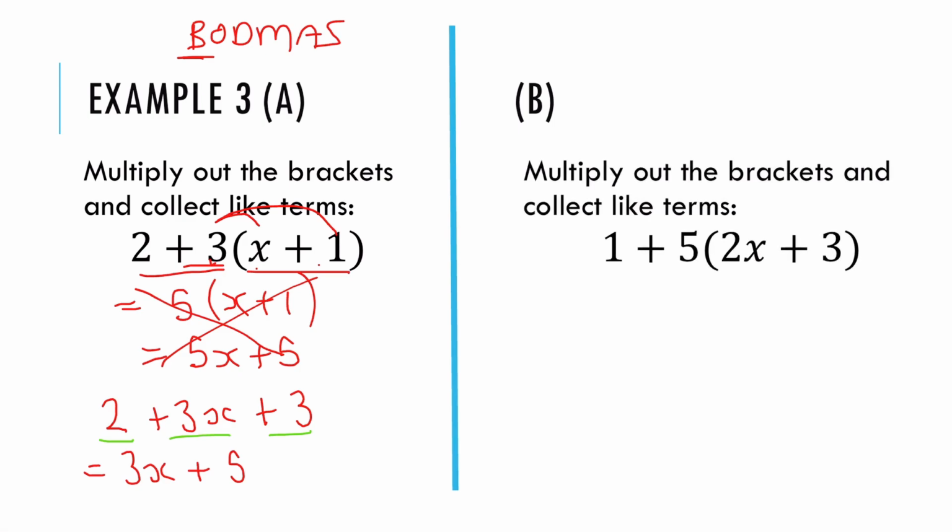Again, in part B, the temptation would be to do 1 plus 5 first, but we must deal with the brackets first. The bracket has been multiplied by a positive 5, so that's what we're going to do first. So we're going to leave the 1 alone. Plus 5 times 2x, they're both positives, that's a positive. 5 times 2 is 10, and we've got the x there as well. Positive 5 times positive 3 is a positive. 5 times 3 is 15.